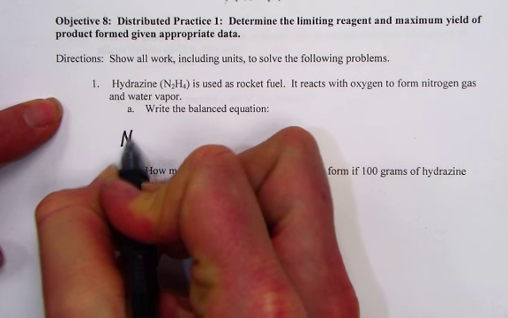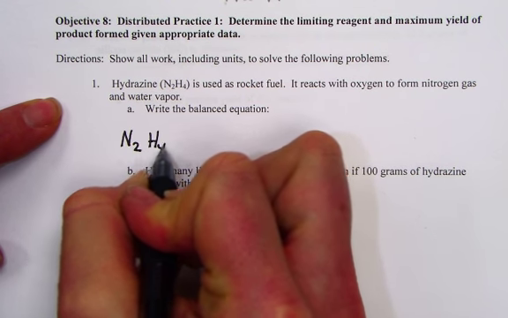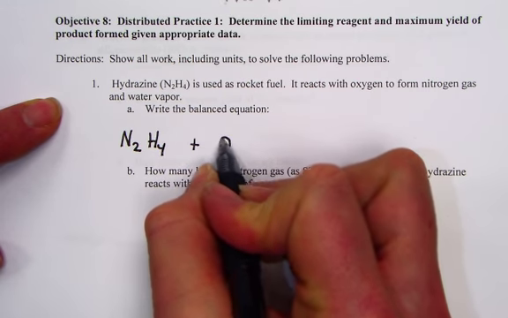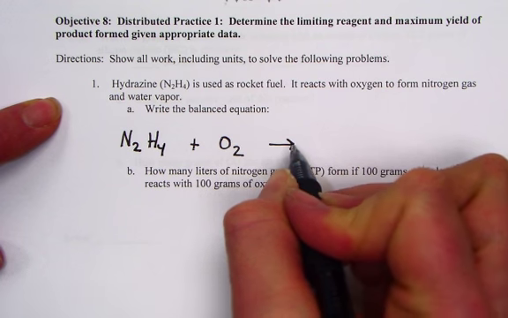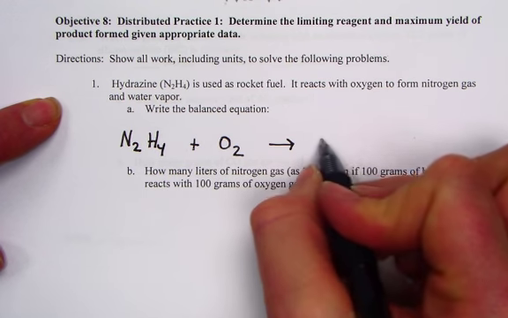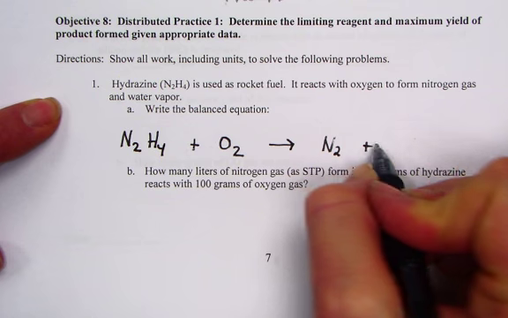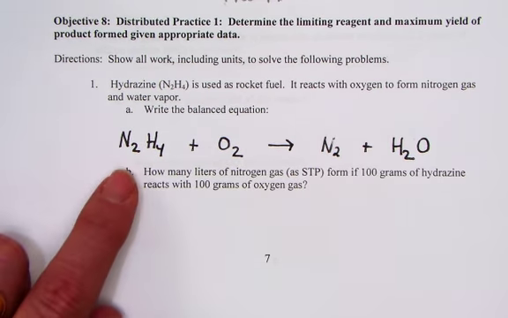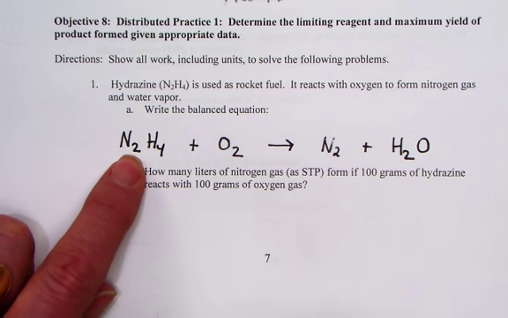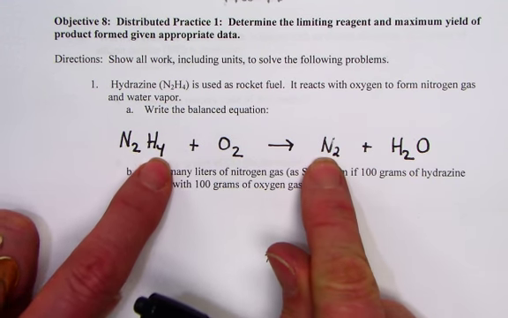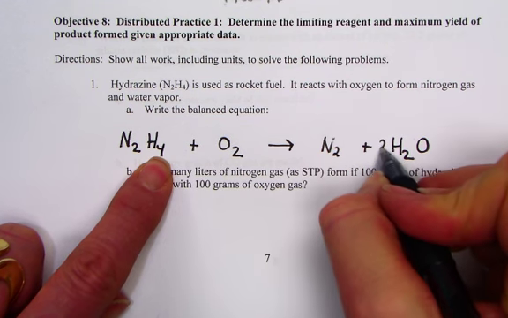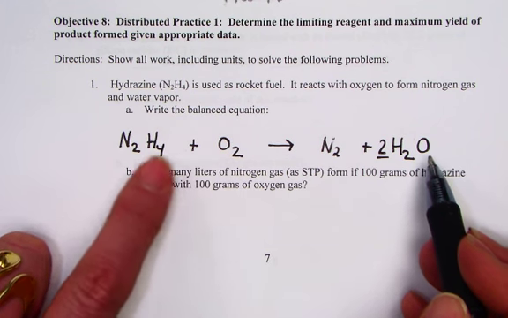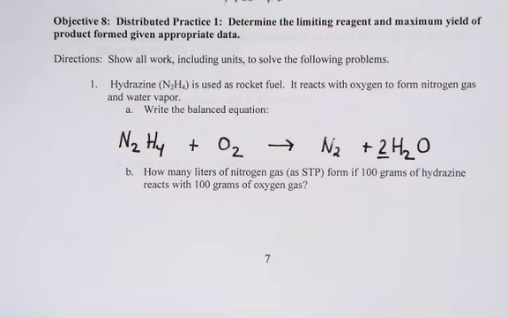The pattern of change has N2H4 hydrazine reacting with oxygen, written as O2, forming nitrogen gas, N2, and water vapor, H2O. Let's begin counting. We have 2 N's, that's set, 4 H's, I'll double the water, 2 O's, 2 O's. 1 to 1 to 1 to 2 balances that equation.